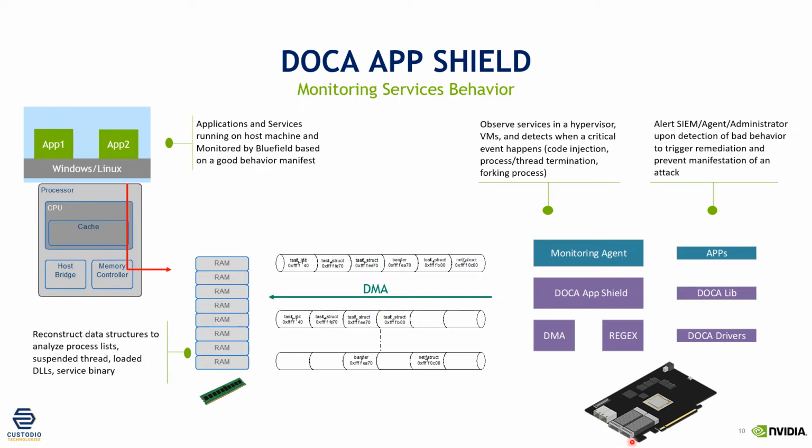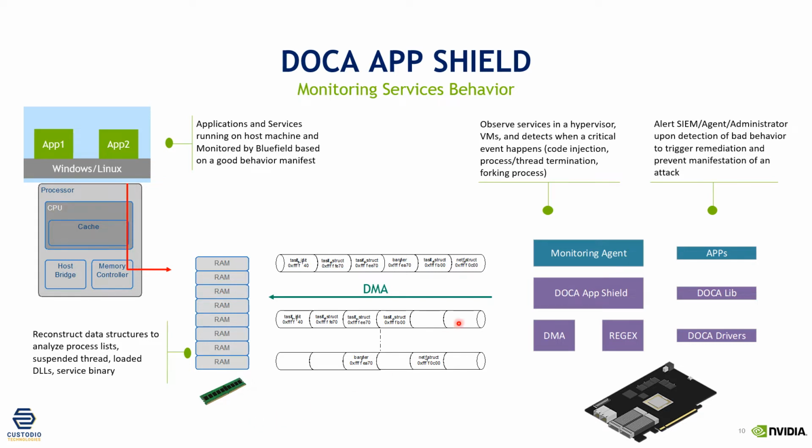On the other side of the screen, we have the Bluefield DPU with a Docker SDK and Docker App Shield, which uses direct memory access to access the host's memory, then uses memory forensic techniques to find and reconstruct data structures such as process lists, thread lists, loaded drivers, process memory and integrity check on this process memory.